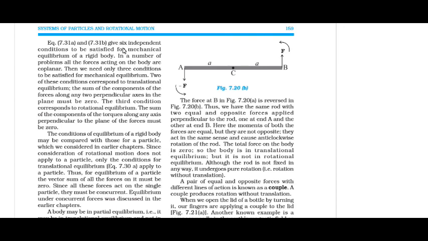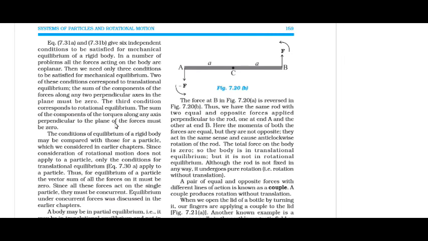Equations 7.31a and 7.31b give six independent conditions to be satisfied for mechanical equilibrium of a rigid body. In a number of problems, all the forces acting on the body are coplanar. Then we need only three conditions to satisfy mechanical equilibrium. Two of these conditions correspond to translational equilibrium. The sum of the components of the force along any two perpendicular axes in the plane must be 0. The third condition corresponds to rotational equilibrium.